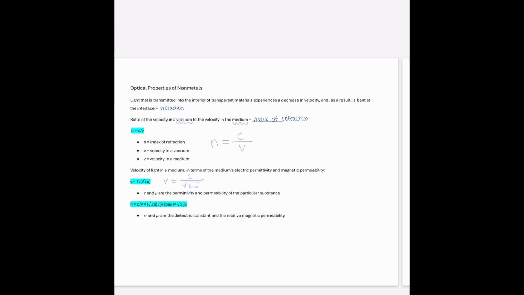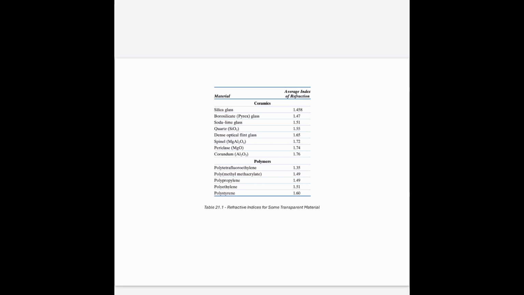All right. Next up, we have this table of refractive indices for certain transparent materials. You look at these, we see some ceramics and some polymers, and you can see their average index of refraction. So, that can be pretty helpful when determining how transparent something is. Anyways, if you want to learn more about that, you can check out table 21.1 in your textbook.